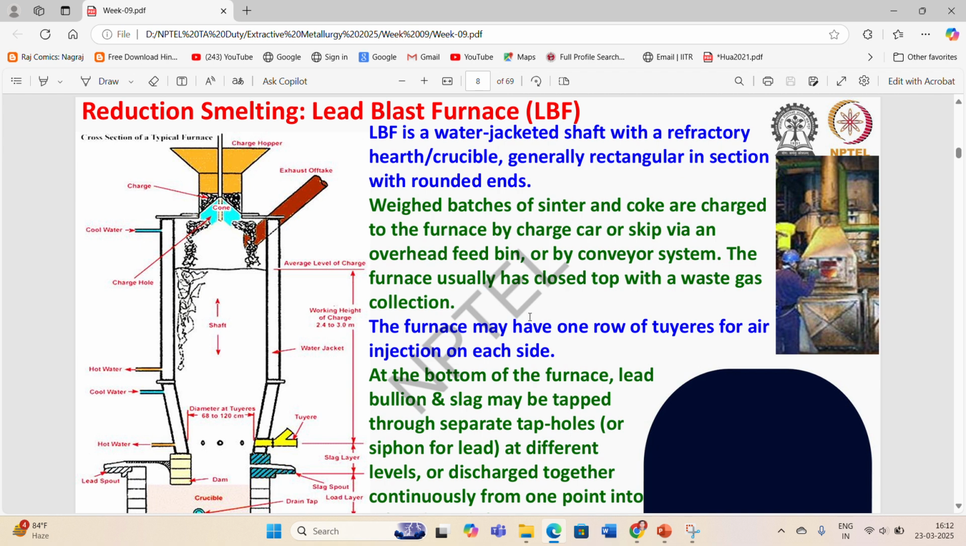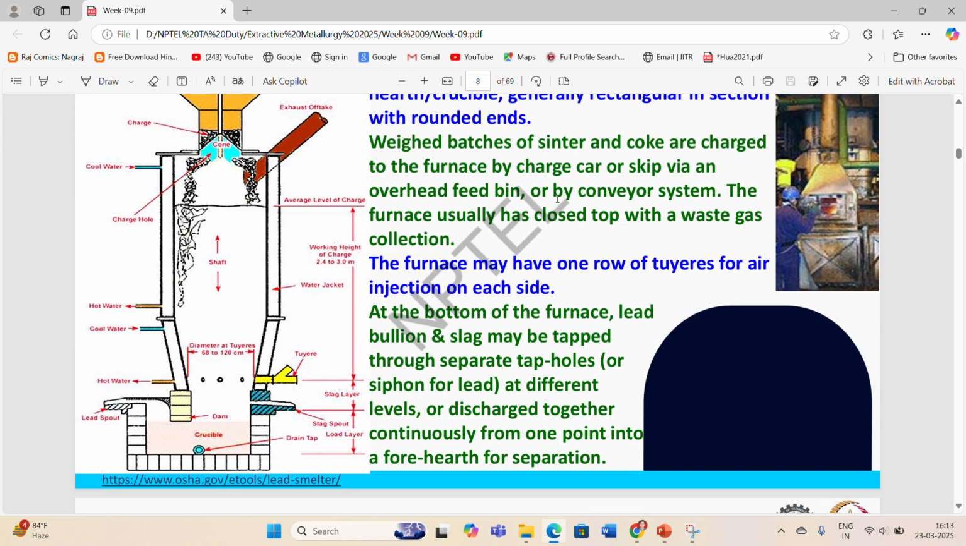Then coming to the reduction smelting process in the lead blast furnace. The LBF, lead blast furnace, has a structure similar to the iron ore blast furnace. The LBF is a water-jacketed shaft with a refractory hearth or crucible, generally rectangular in section with rounded ends. A weighed batch of sinter and coke is charged into the furnace by charge car or skip via an overhead feed wing or by a conveyor system.